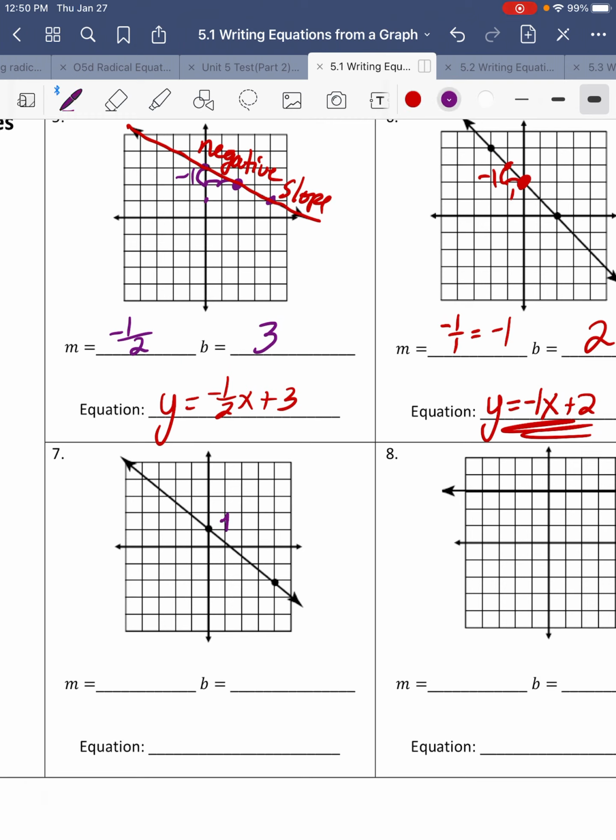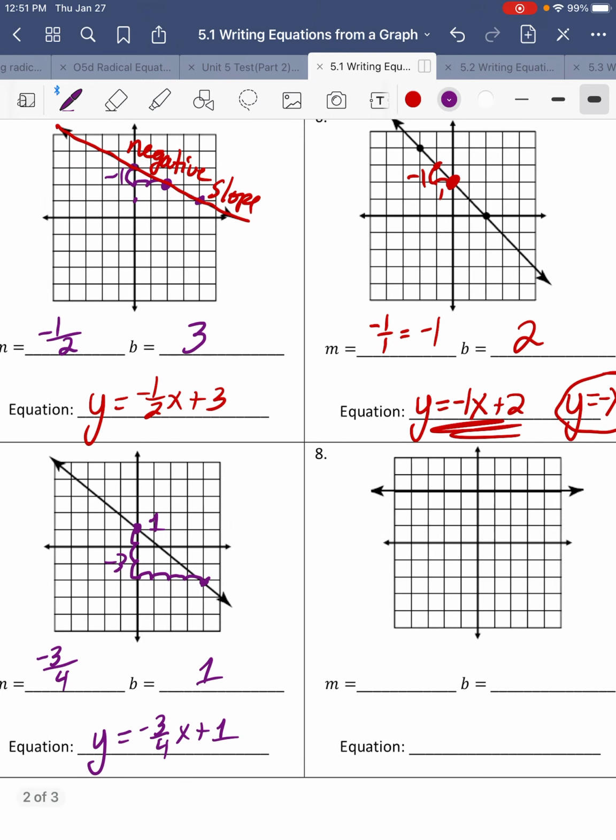Number 7, we have the y-intercept of 1 and our slope. I'm looking at other coordinates, and I don't see anything else. I'm just going to choose the two that were given here. And we're going to go down 1, 2, 3. And to the right 1, 2, 3, 4. Negative 3/4 can't be simplified, so that is it. So negative 3/4 x plus 1.